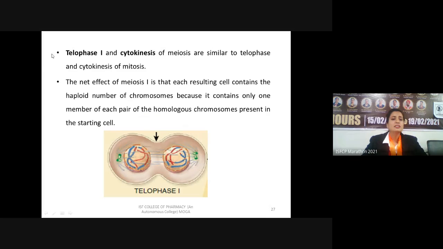Hence, the last phase is telophase and the cytokinesis phase. These are almost similar to the telophase and cytokinesis of mitosis. That means here the nuclear envelope will reform, and the cytoplasmic content will divide. So we can conclude that the net effect of meiosis 1 is that each resulting cell contains the haploid number of chromosomes. Why? Because it contains only one member of each pair of the homologous chromosomes present in the starting cell. Hence, they are haploid in number.